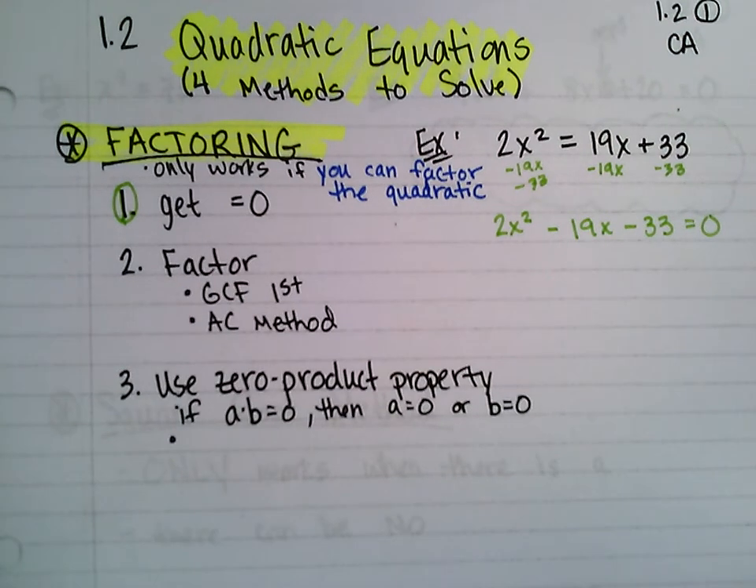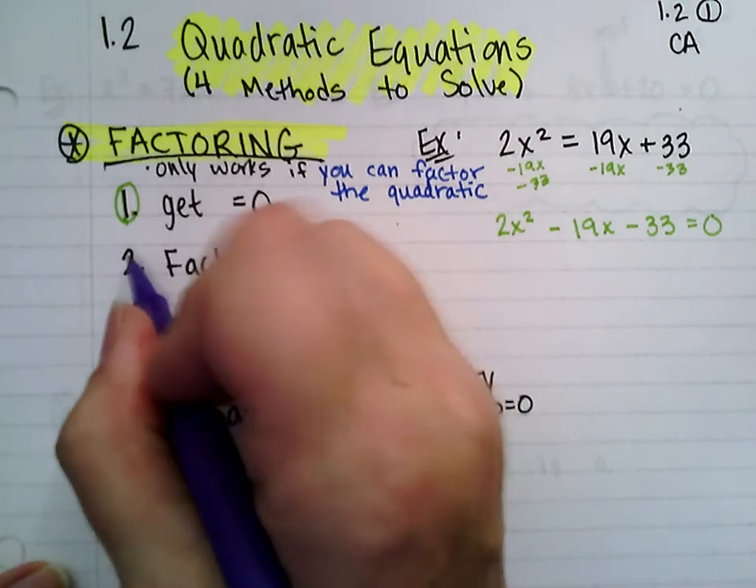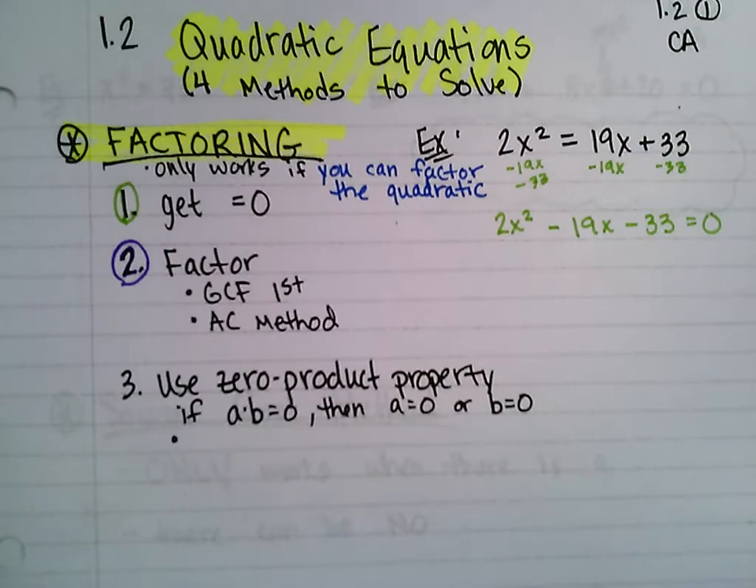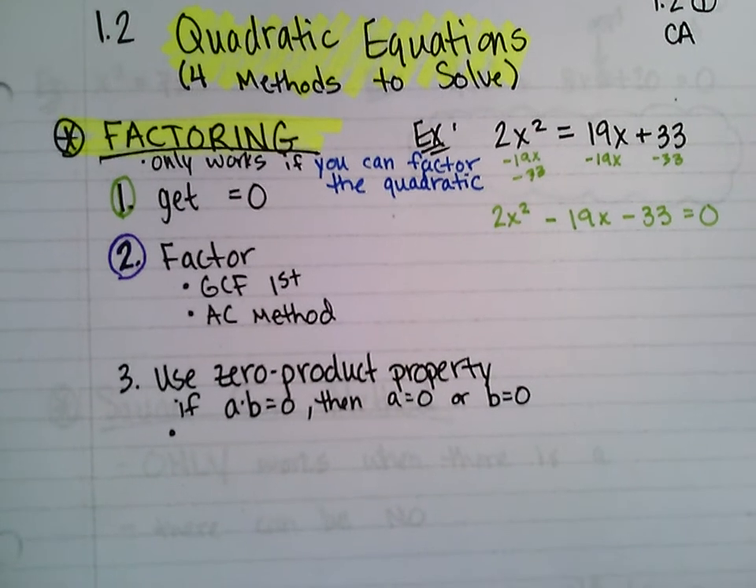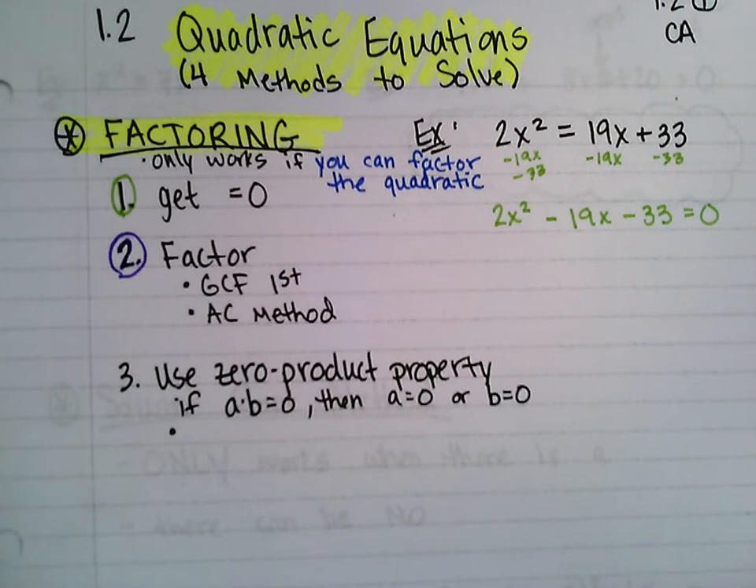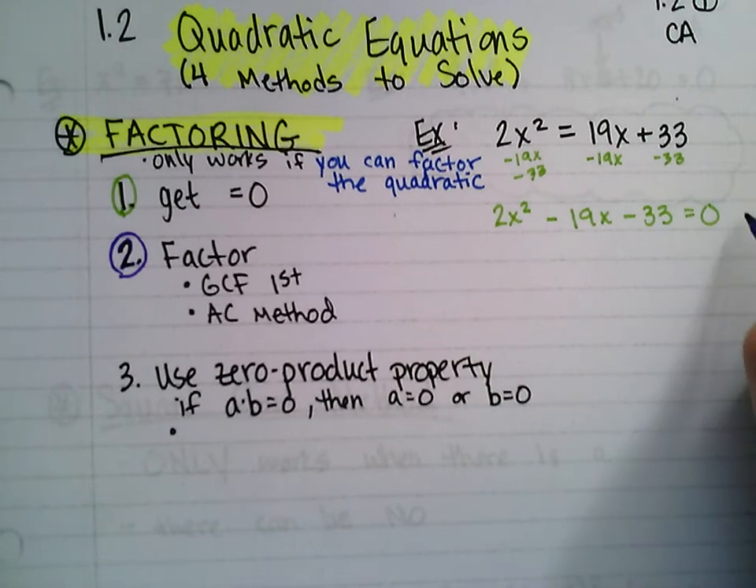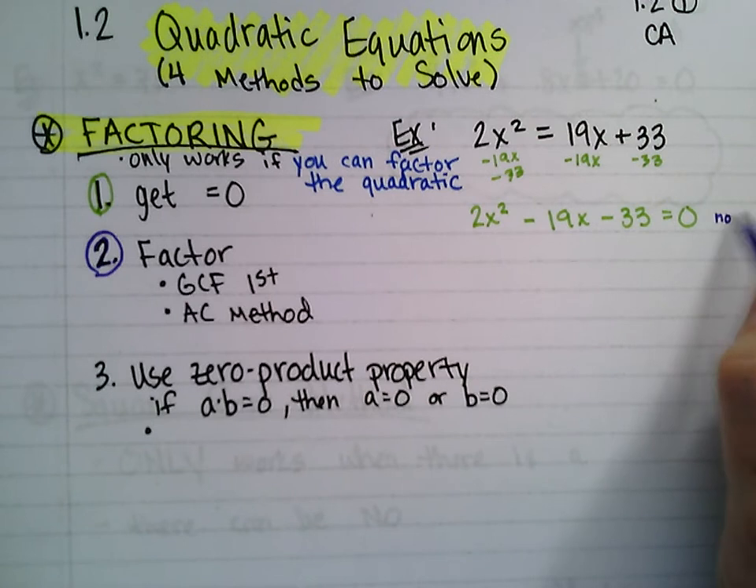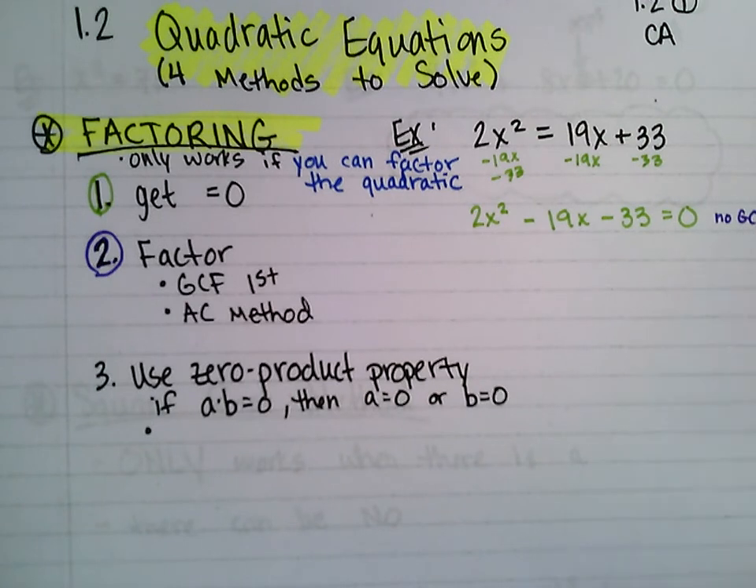So that's step 1. Step 2 is factoring. Now, factoring, I'm going to review that with you, the AC method for factoring. The first thing that you're going to want to do is look for a greatest common factor. So we would look to see if any of these terms had a GCF, which it doesn't. So then I move on to the AC method.